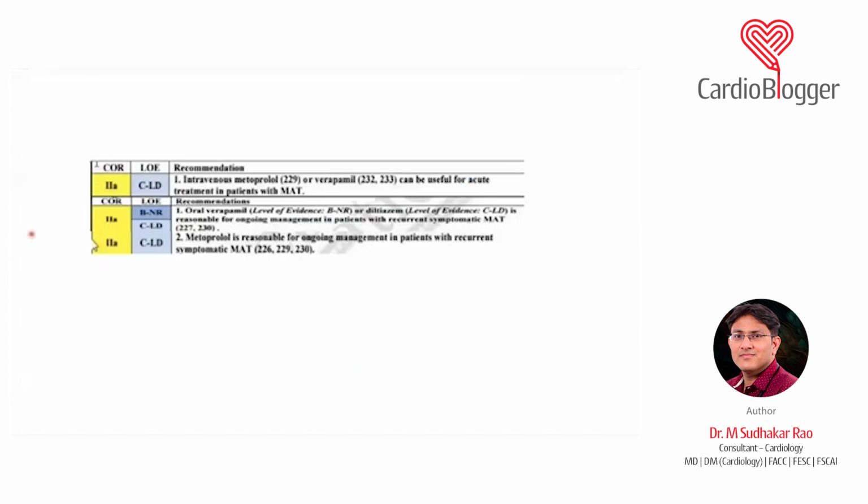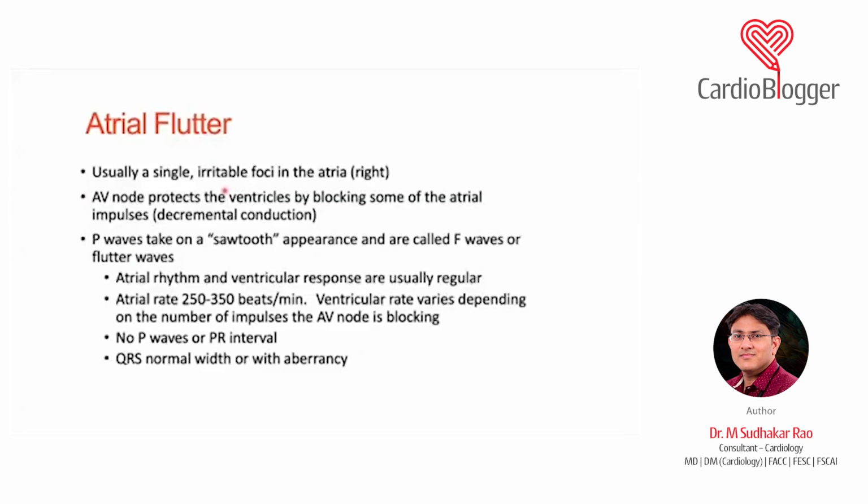Most of the time, if it is due to COPD, you should always try calcium channel blockers like verapamil or diltiazem. However, if it's not due to COPD and heart failure, you can try IV or oral beta blocker, and most of these patients do well with the beta blocker and calcium channel blockers.